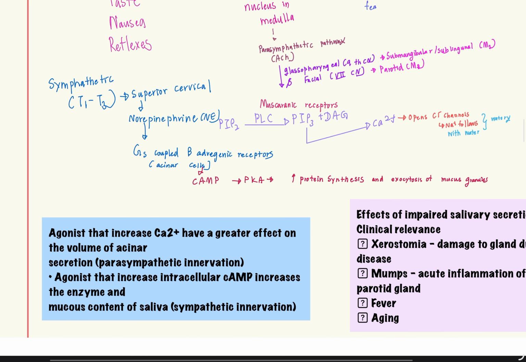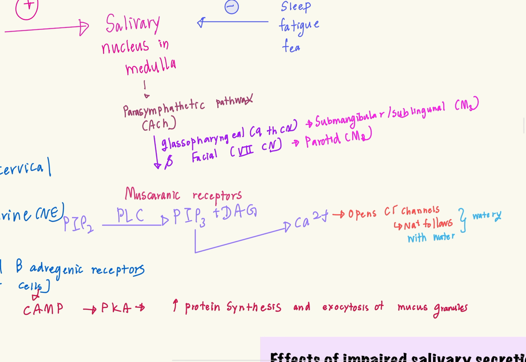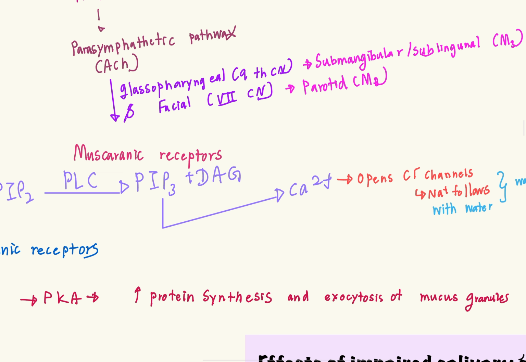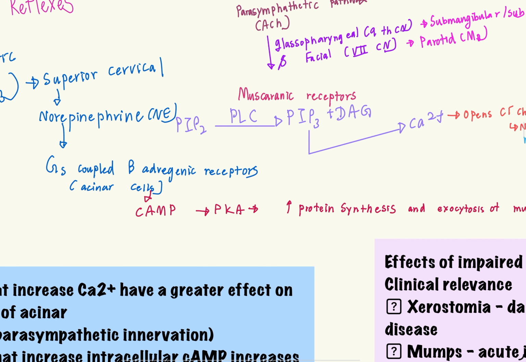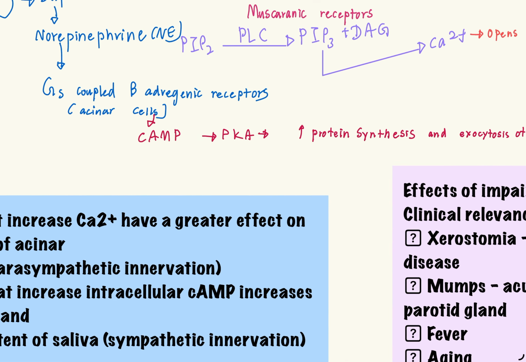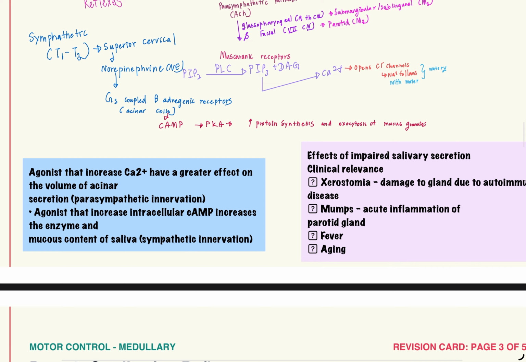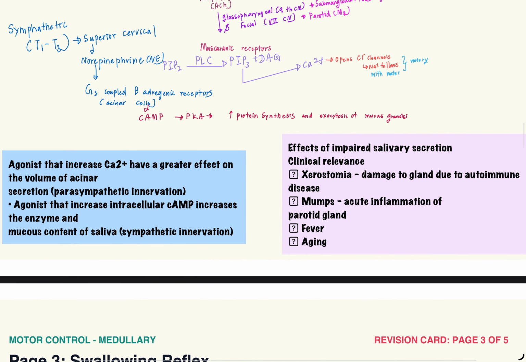Sympathetic. So here you can see how it works, right? Here this pathway, the parasympathetic pathway, produces calcium 2 plus, while the sympathetic pathway produces cAMP. So this produces mucus, the viscous one, while this produces serous saliva.